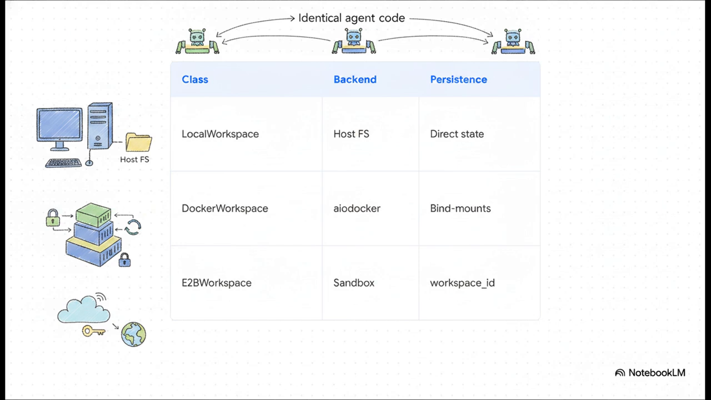Or you could switch to the DockerWorkspace for secure containerized bind mounts. And for your cloud-based setups, there's the E2B Workspace, which manages your file system entirely in the cloud using a unique workspace ID. The beauty of this is total flexibility. You can test locally, you can containerize for your servers, and you can deploy to the cloud, all while using the exact same agent architecture. It's a real game changer.